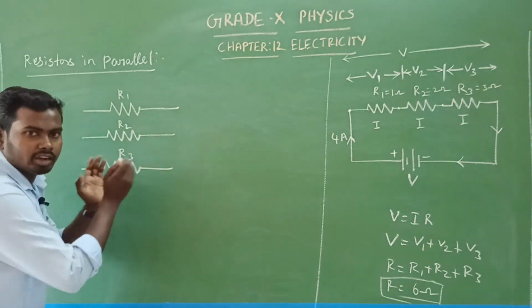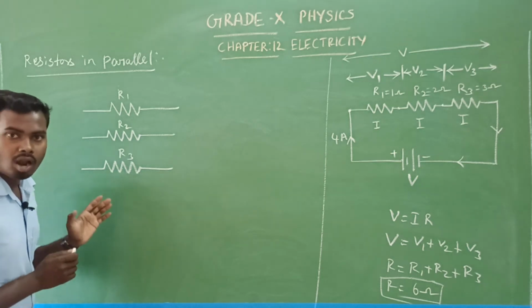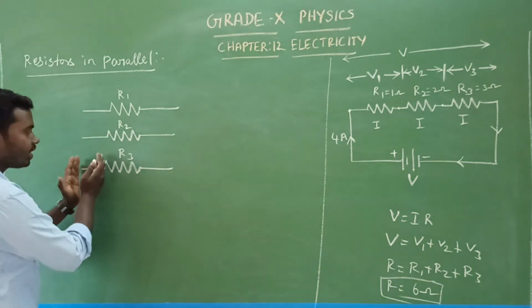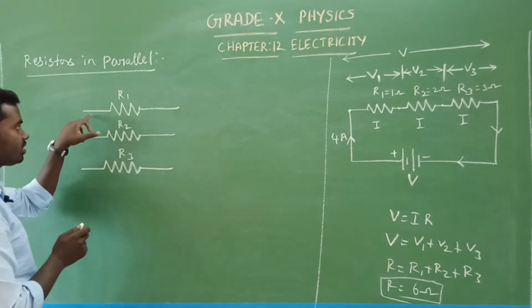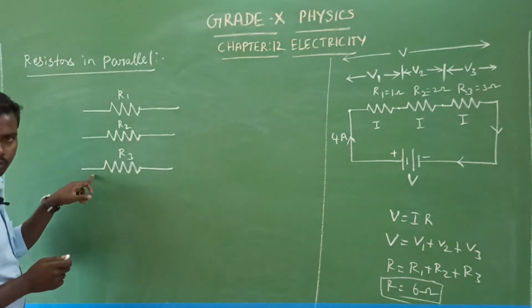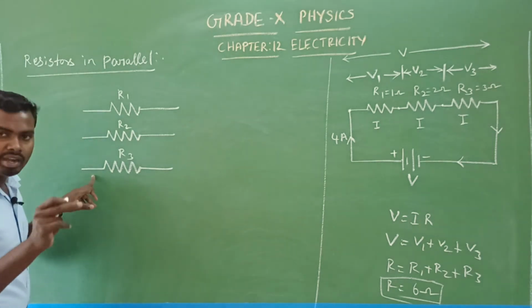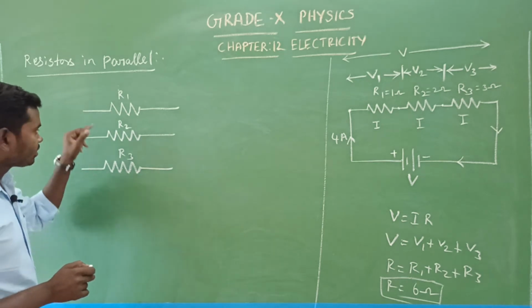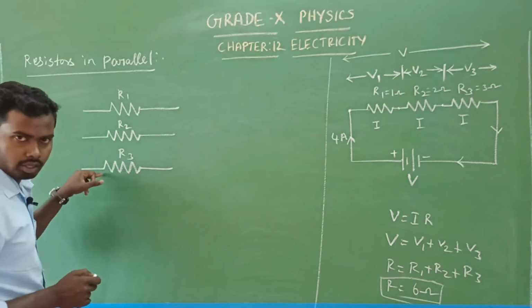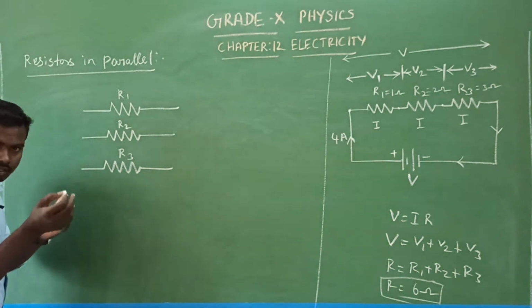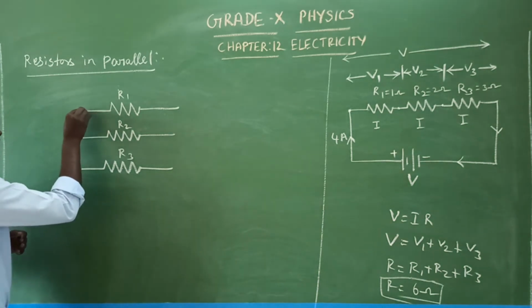One end of all the resistors. You just consider the left-hand side end. This means this end, and that end. Resistor 1, resistor 2, and resistor 3. One end of all the resistors is connected to a single point.